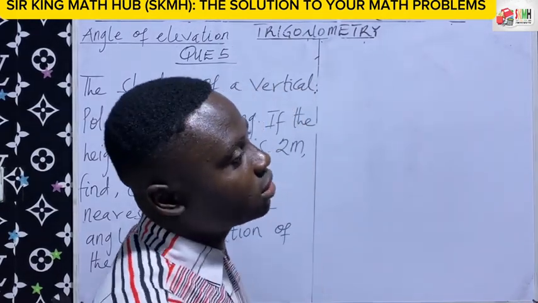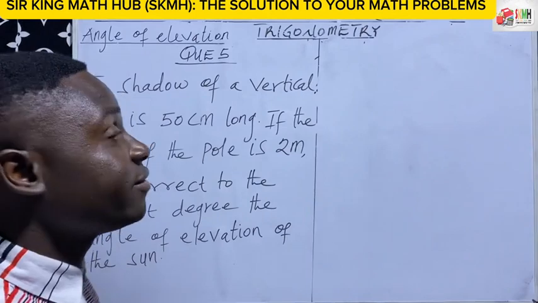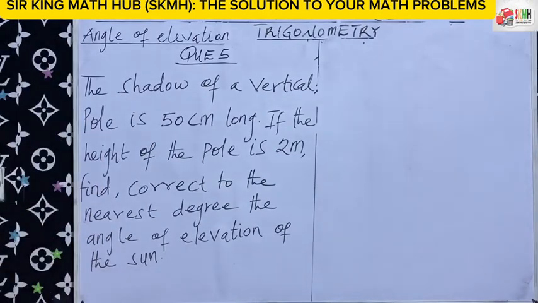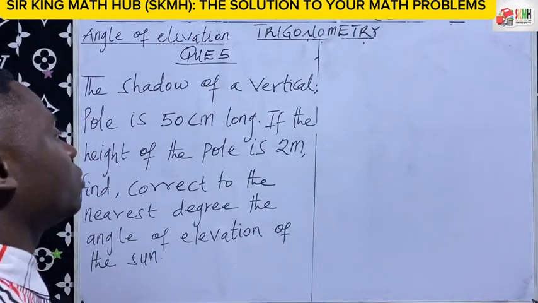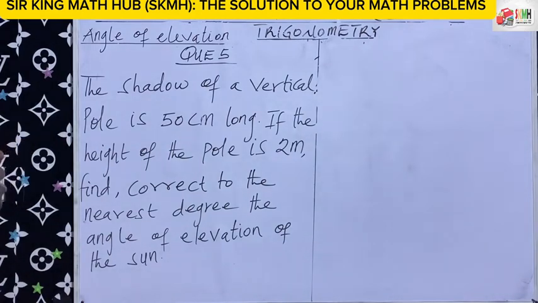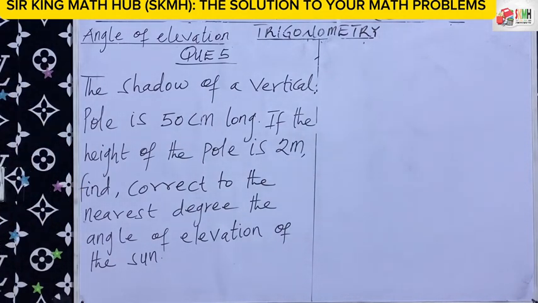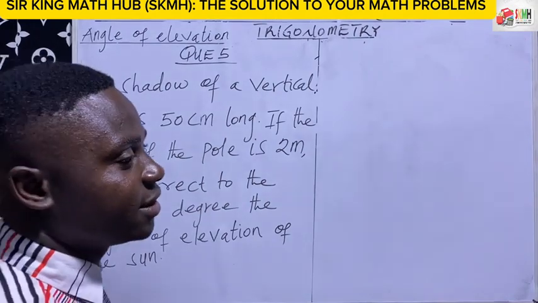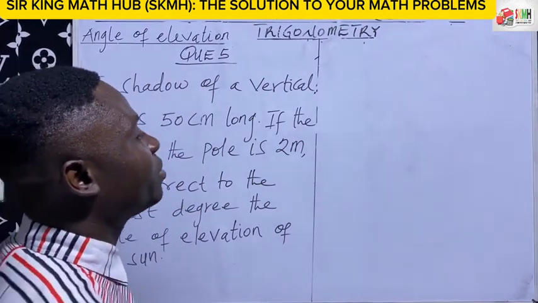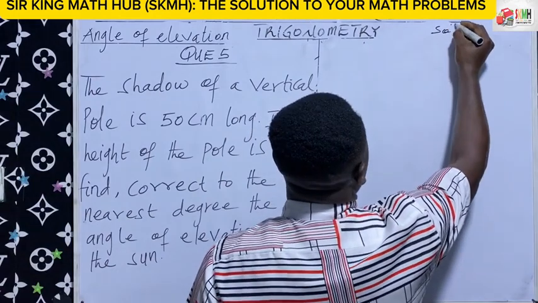Still on trig, angle of elevation. Question 5. The shadow of a vertical pole is 50 centimeters long. If the height of the pole is 2 meters, we have to find, correct to the nearest degree, the angle of elevation of the sun. So quickly, let's provide a solution to this.